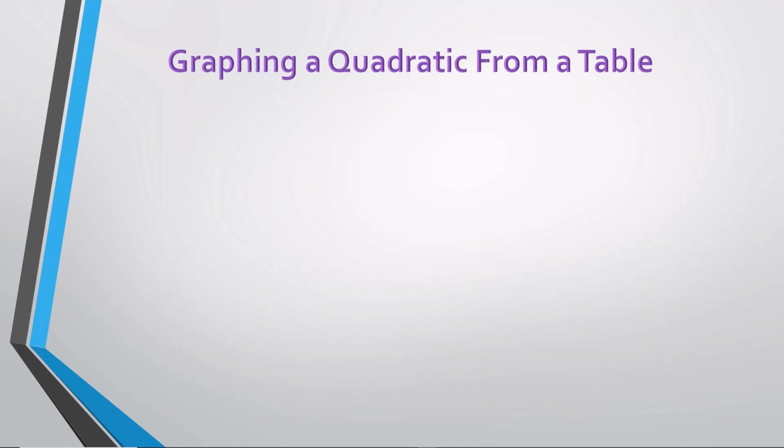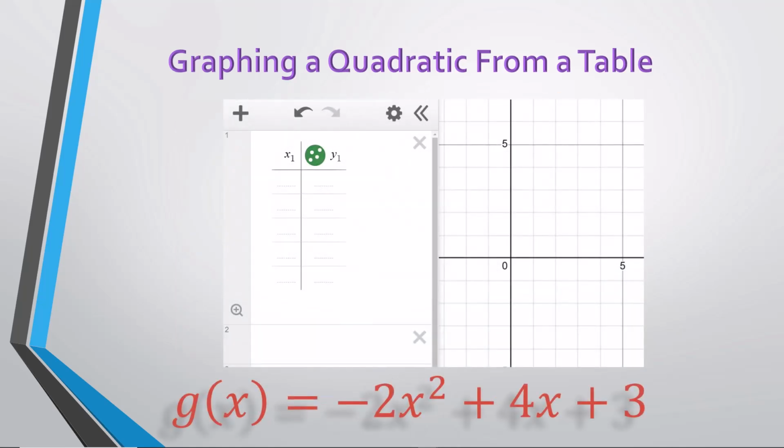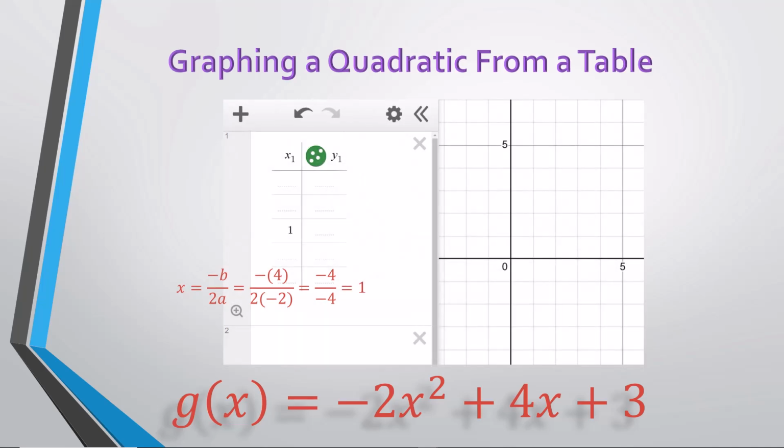Let's do one that opens down. y equals -2x squared plus 4x plus 3. Again, we find the x value using the formula x equals -b over 2a, replacing b with 4 and a with -2, which evaluates to -4 over -4, which simplifies to 1, which we place in the middle row of the table as the x value of the vertex.